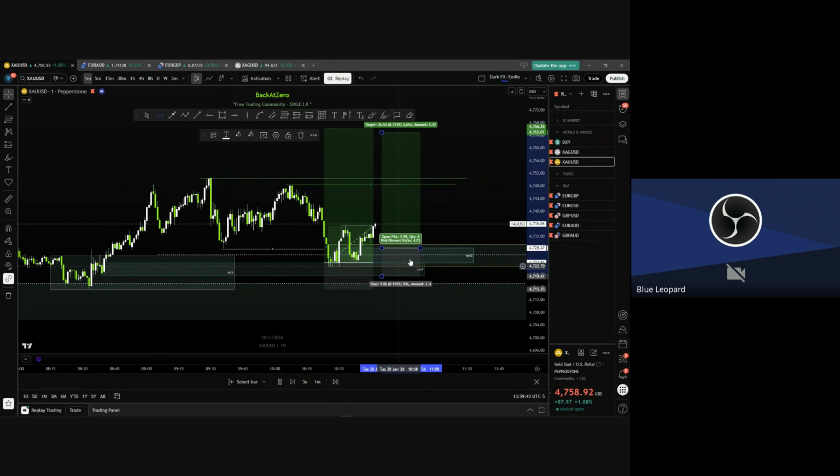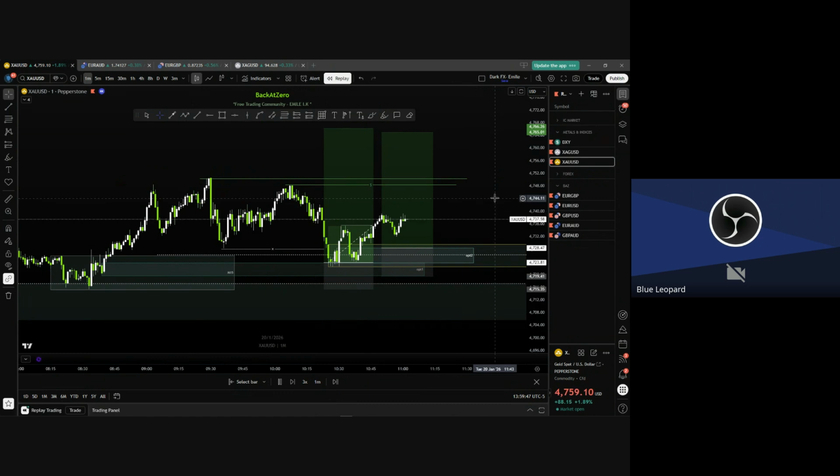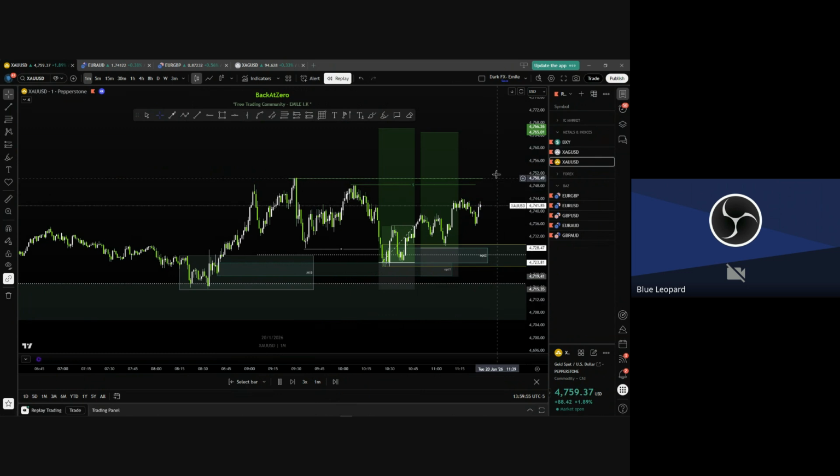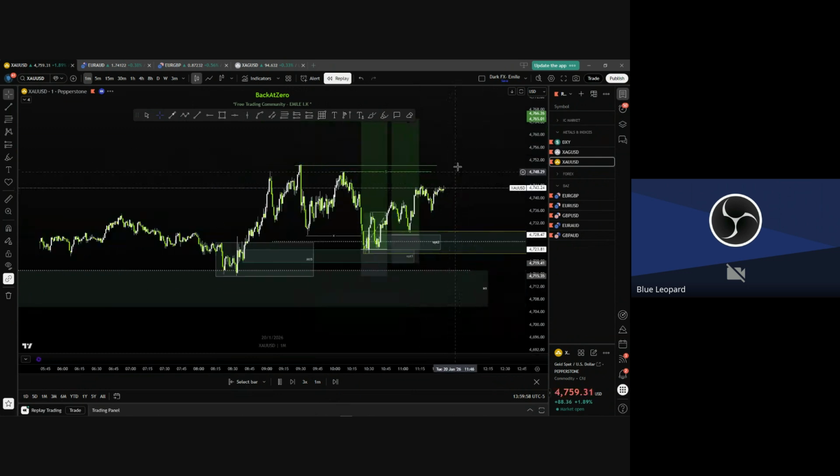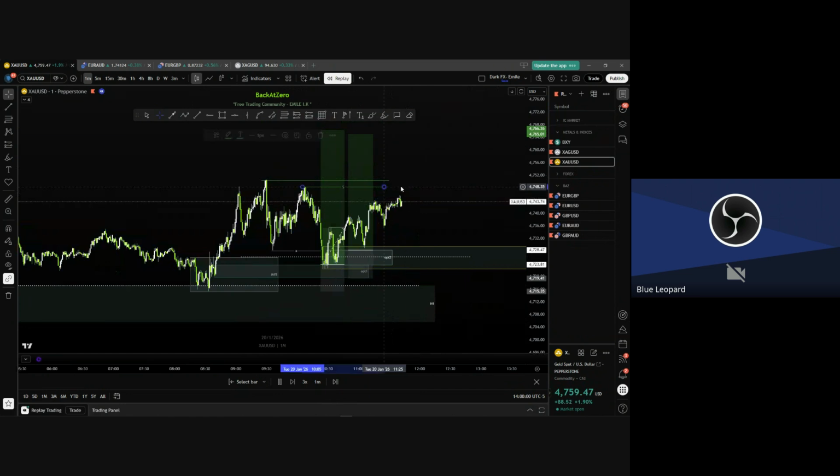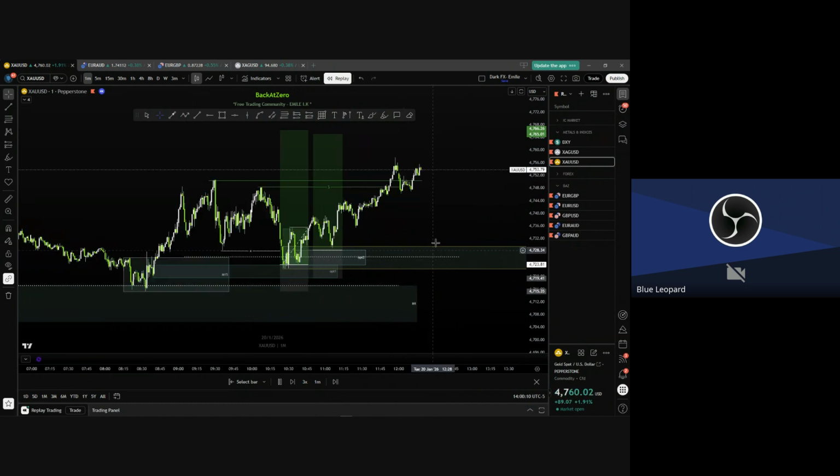It came back, it gave the entry for option two, and it went up. Okay, you see that? This is how you use that strategy. And right now, I think price would stop there. We are bullish.